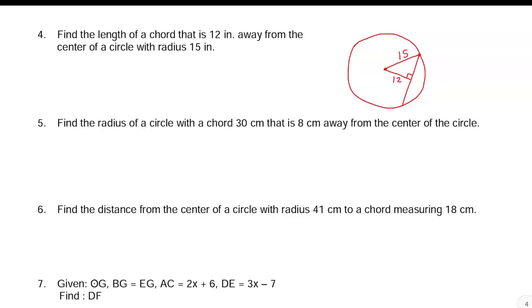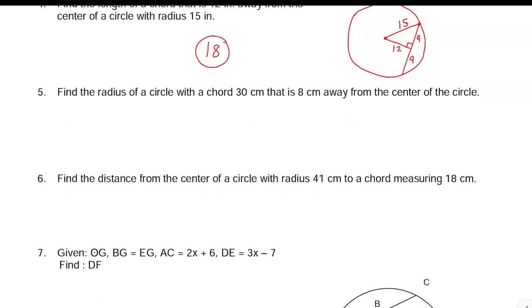That looks like a 3, 4, 5 triangle. We have 5 times 3 and 4 times 3, so we need 3 times 3, which is 9. So this side of the chord is 9, and that side of the chord is 9. So the length of the chord total is 18.